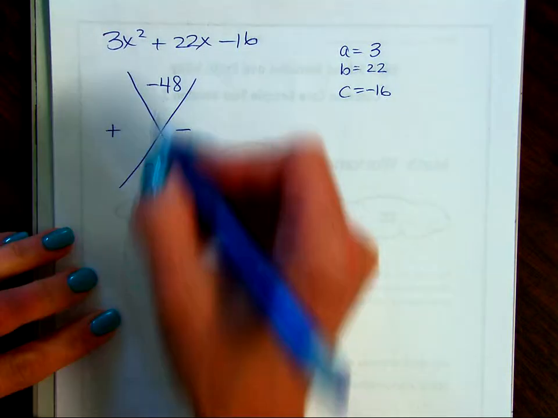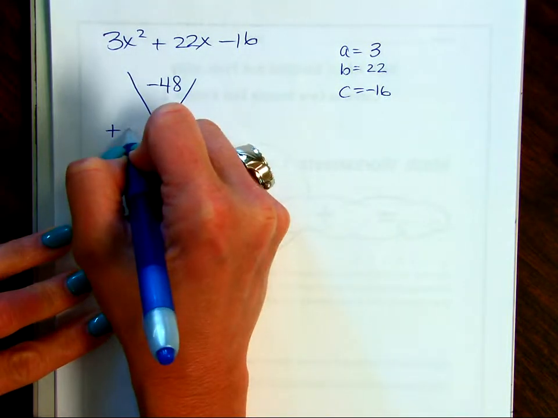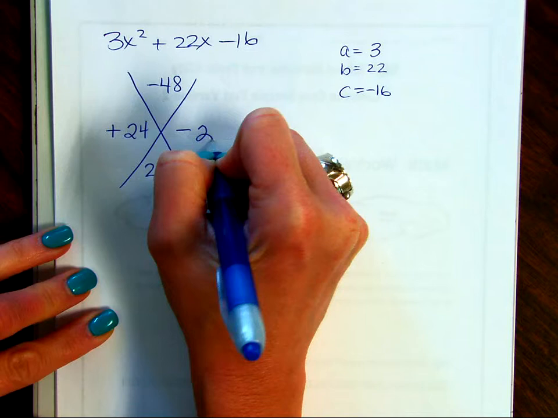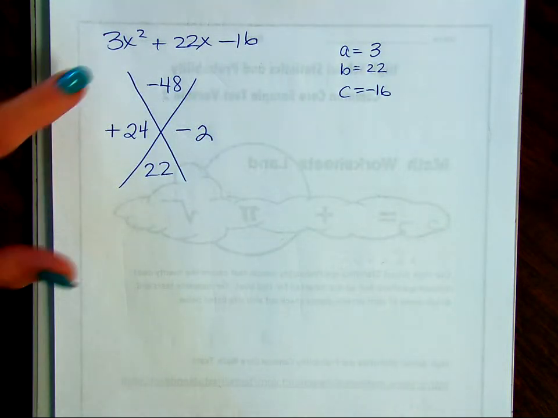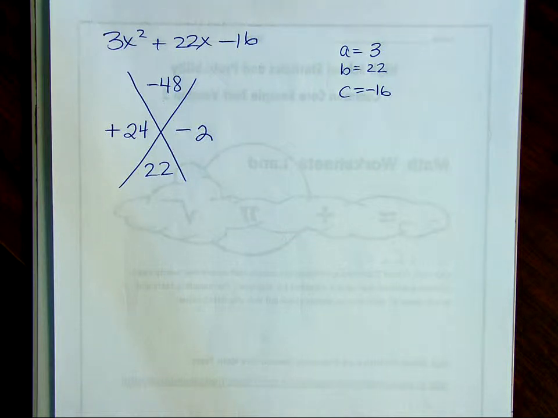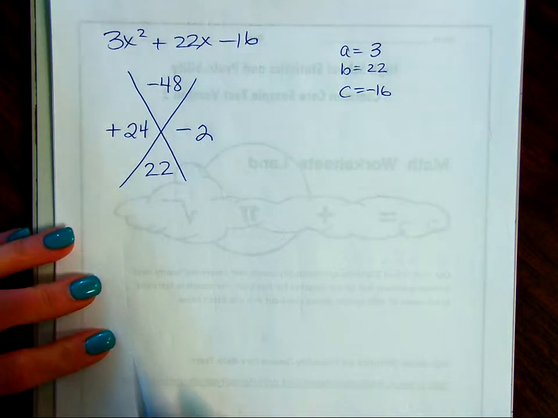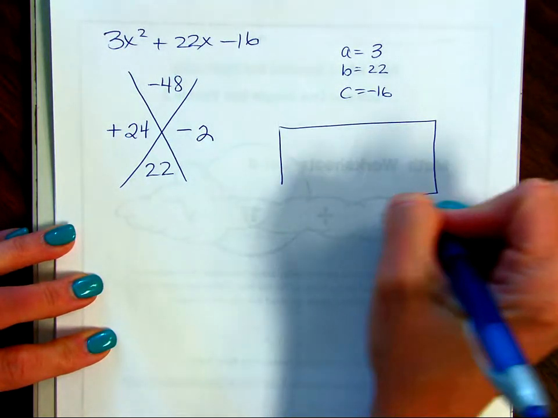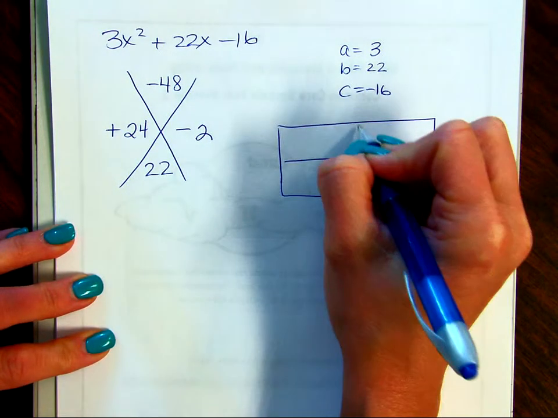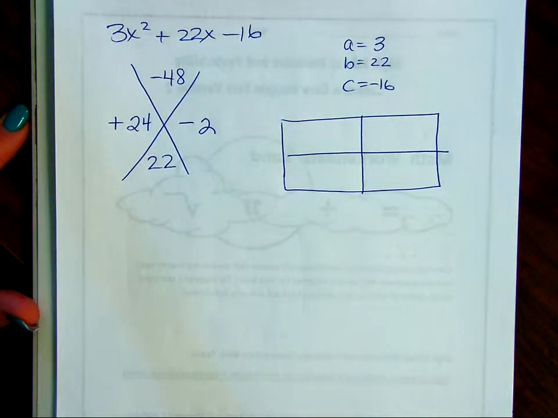Good. I want this to be positive, so the 24 goes here and the 2 goes there. Are you okay with what we just did? Okay. So were they a little bit bigger numbers than we wanted to? Yeah. All right. Now that I got my x factor, I don't really need it after I fill these in.